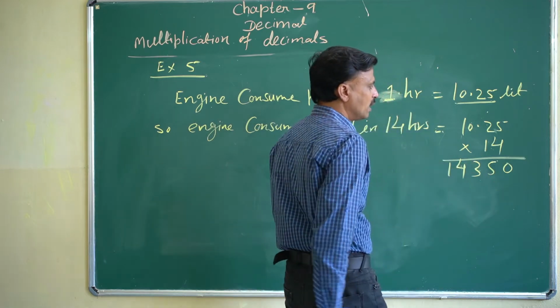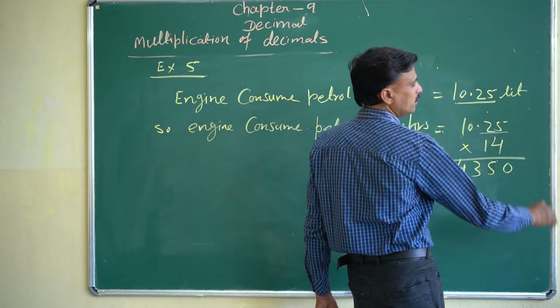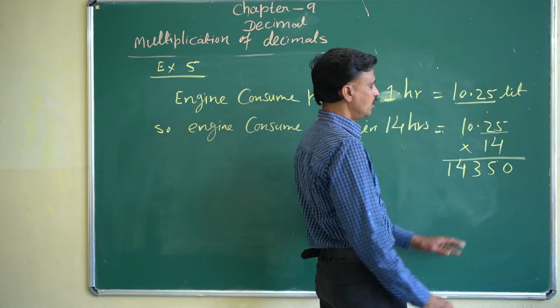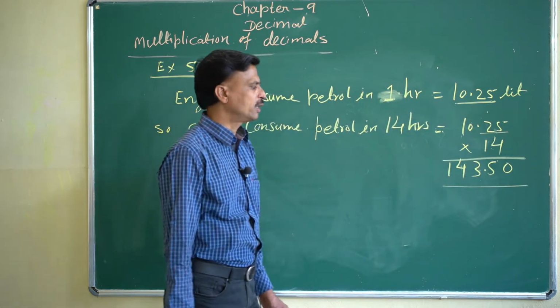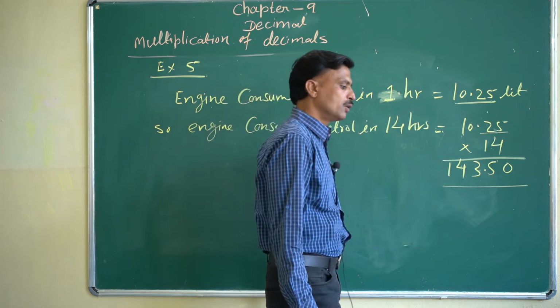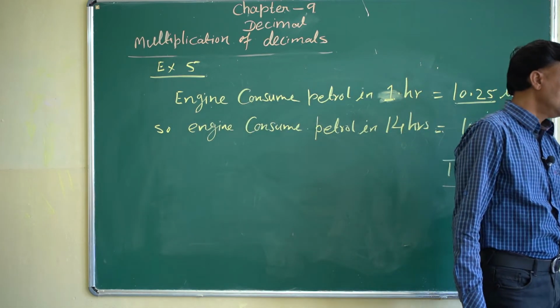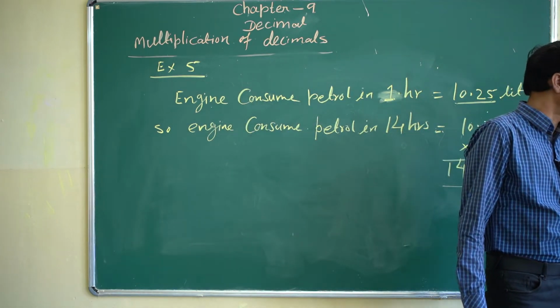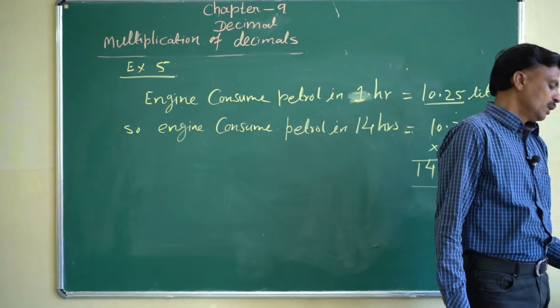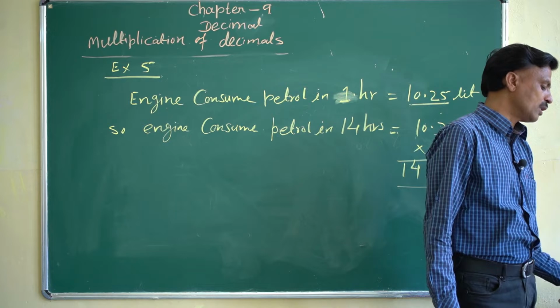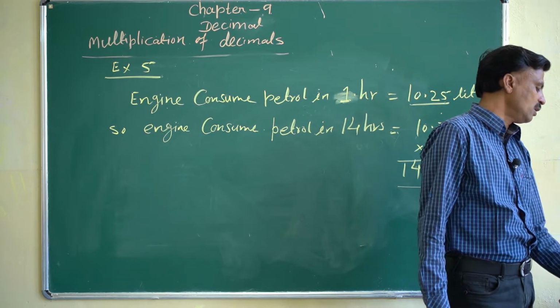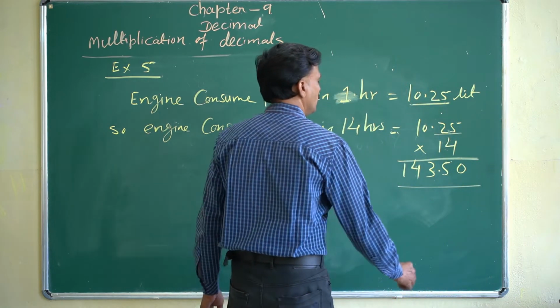Where will the decimal come? After the decimal, how many digits are here? 2. So in the answer also 2. So what is the answer coming? 143.50. That is the quantity of petrol consumed by the car engine in 14 hours.